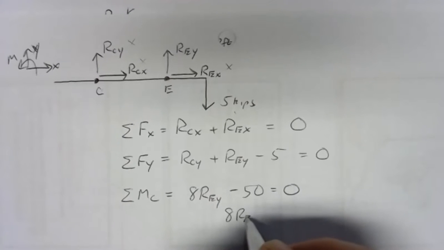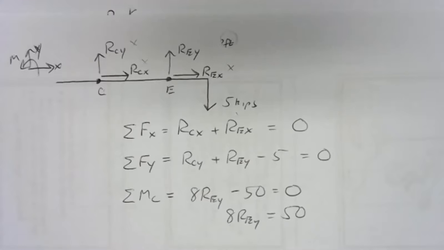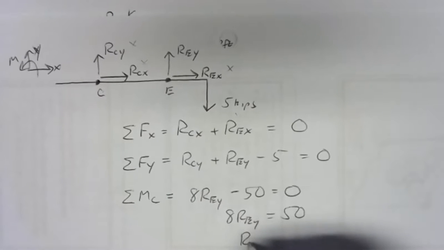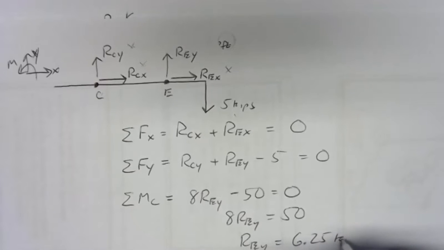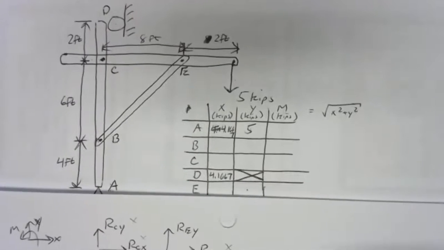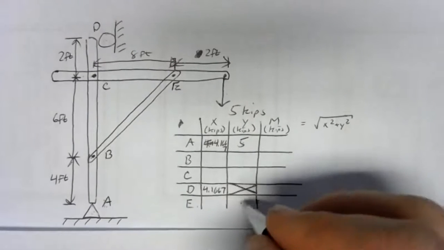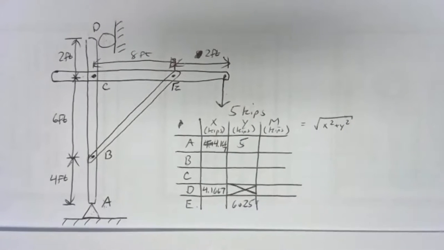8 REY equals 50. We divide 50 by 8. We get 6 1/4. So REY is 6.25 kips. So we can fill that in our table. REY is 6.25 kips.